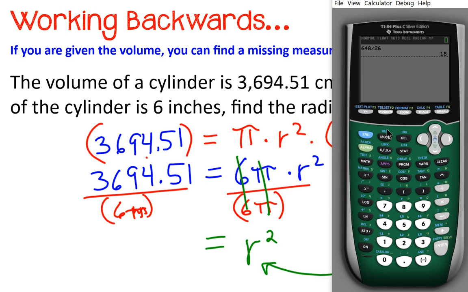So let's see what we've got so far. So when I clear this out and do 3694.51 divided by 6 pi, oops, forgot my parentheses. Remember, that's going to mess up your whole problem.